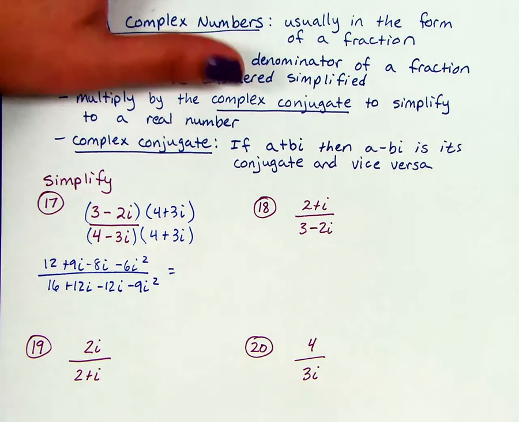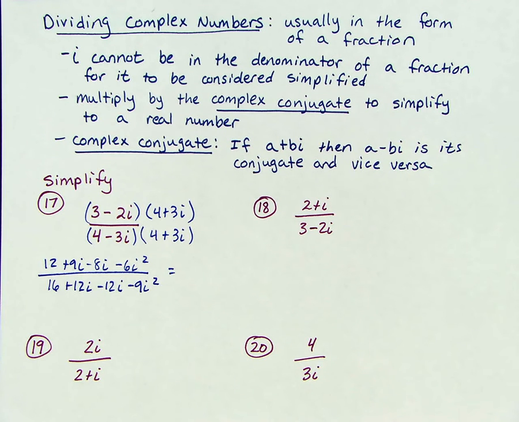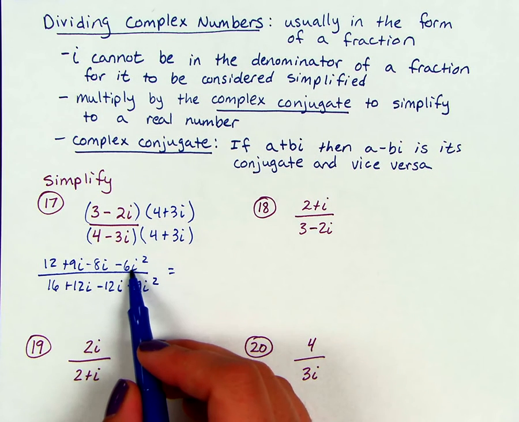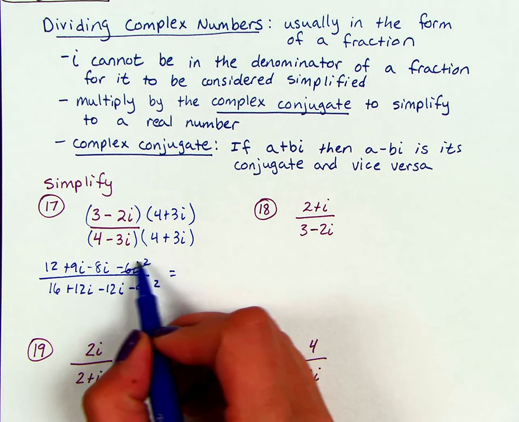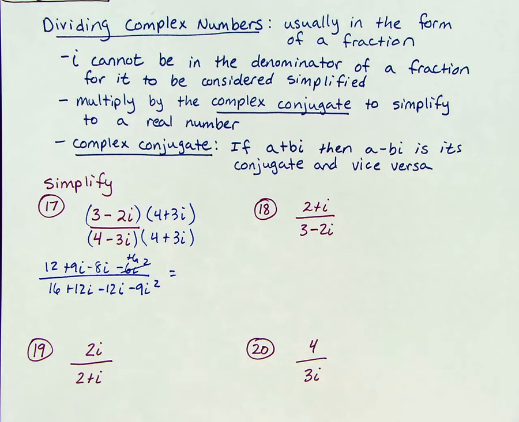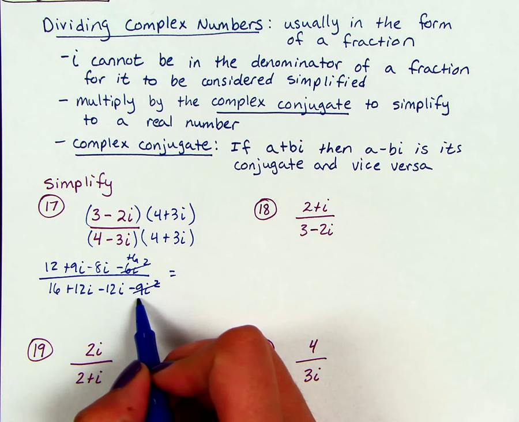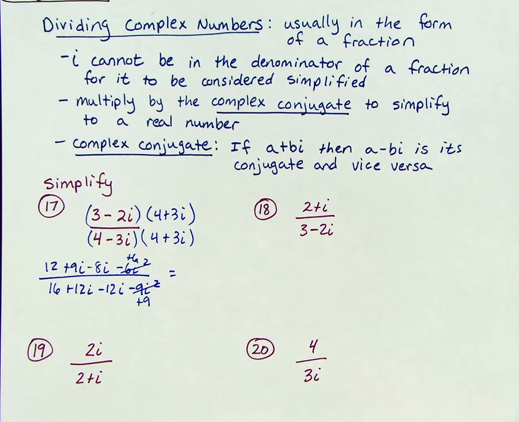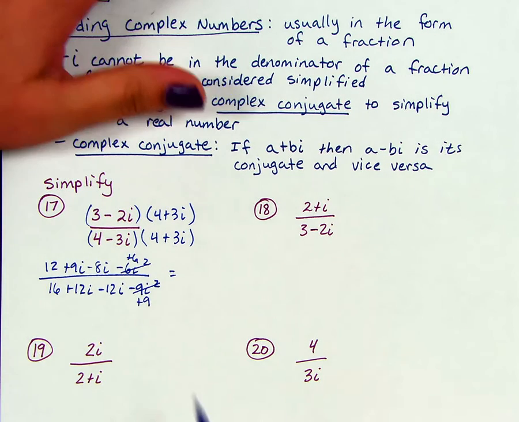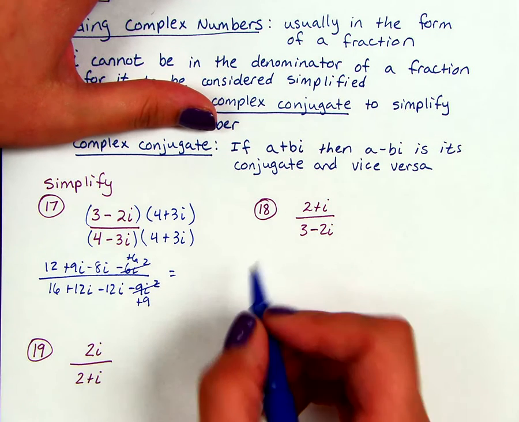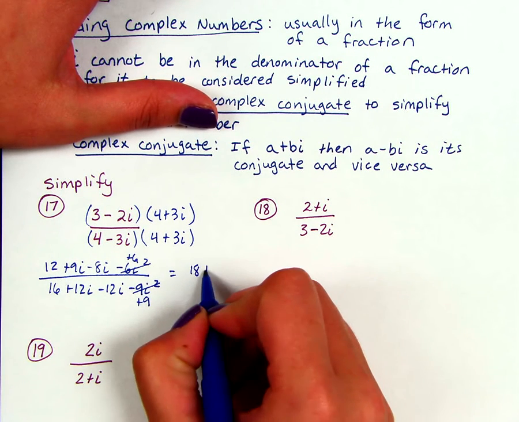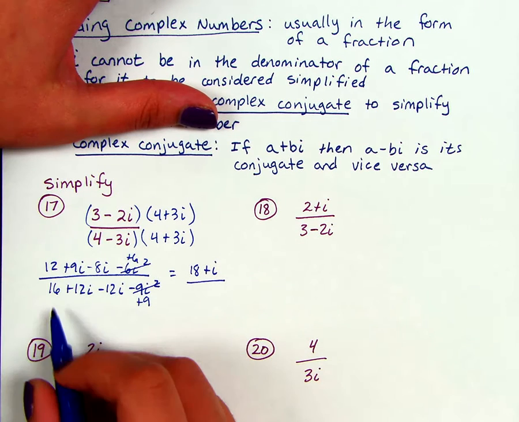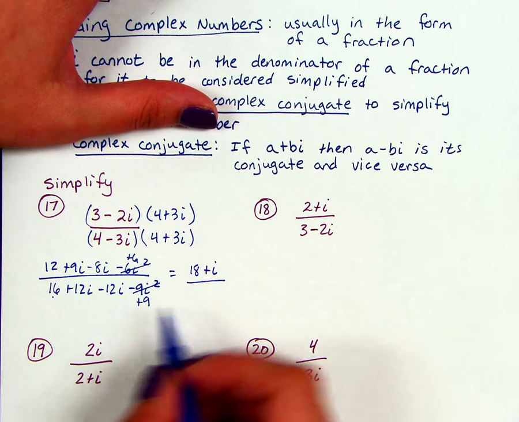And then we're just using our simplifying rules. So we're going to start with the i squareds and change them. So remember, i squared is really the same as negative 1. So negative 6 times negative 1 is really going to be a positive 6. And then down here, this is really going to be a positive 9. And then now we can combine like terms. So 12 plus 6 is 18. 9i minus 8i is going to be a positive i. And then 16 plus 9 will be 25.